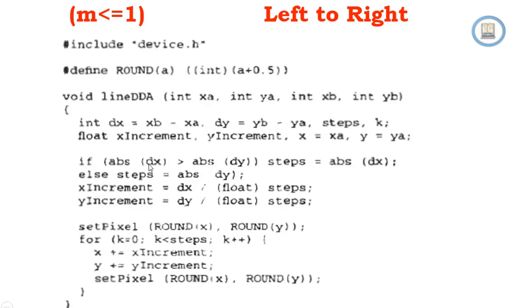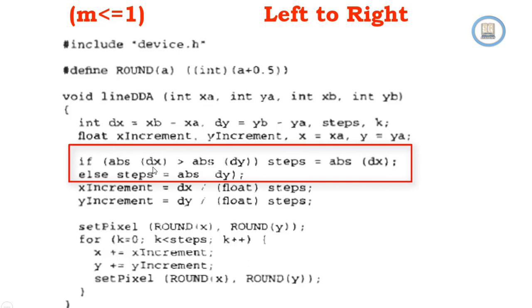Now the condition starts here: if the absolute value of dx. Remember that this is the absolute value of dx, not the normal value. If it is a negative value, we need to convert it to positive. That is, the positive value we have to consider in any case.